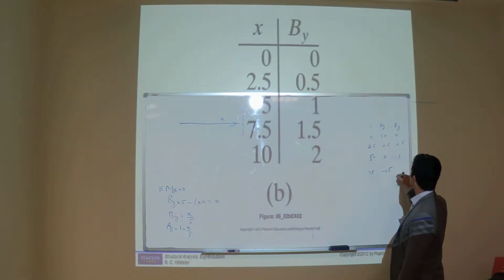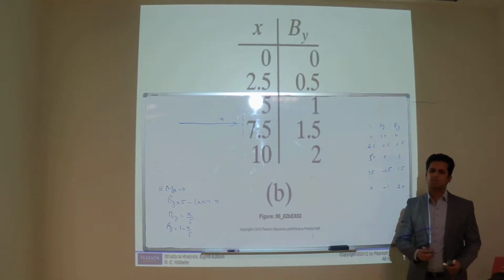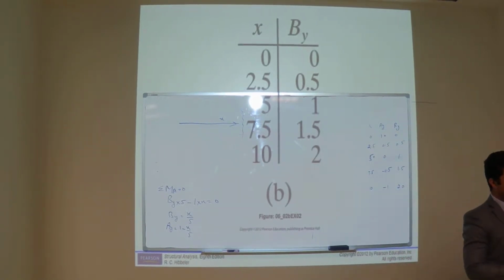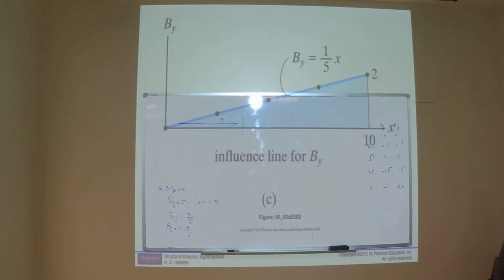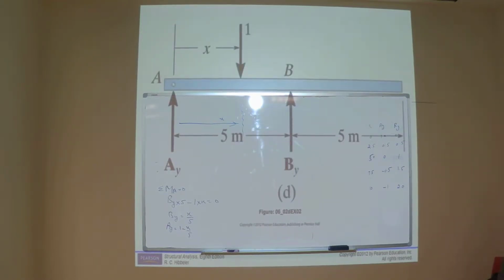And 1.5, when x is minus 1, minus 1, and 2. So this will be the influence line diagram for this beam, for B only, for direction.